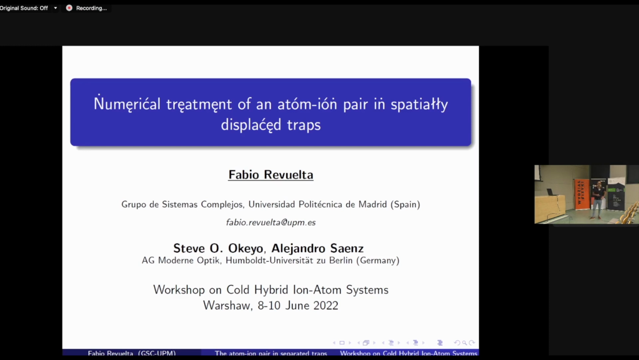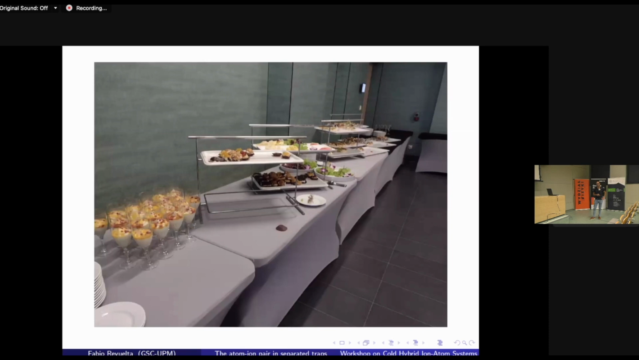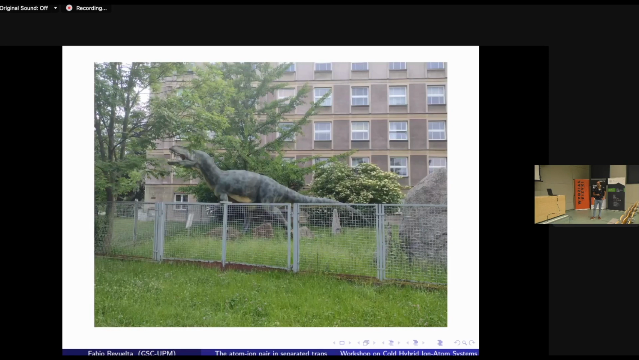I've also learned something these days, which is that you love eating quite a lot. I think you've overestimated our abilities to eat these days. And something quite funny that I don't know if all of you have seen, there's a dinosaur next to the building, which is quite amazing. It's the first time that I see something like that at university.